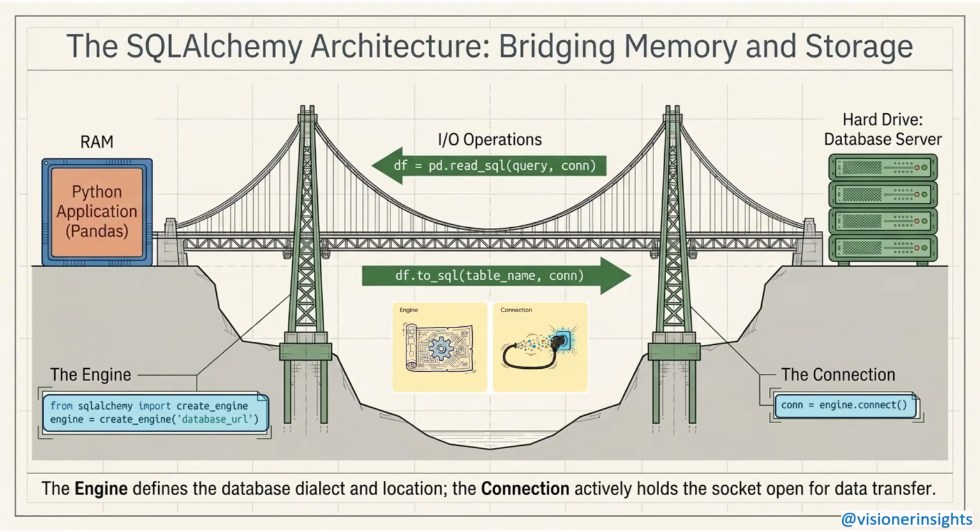To really master this bridge, though, you absolutely must understand the structural distinction between the engine and the connection. On the left, the engine is just the map. It simply defines the database dialect, like PostgreSQL or SQLite, and tells Python where it lives. But on the right, the connection is the actual live active socket transferring the data. You create the engine once, but you actively manage the connection for every specific I/O operation you perform.